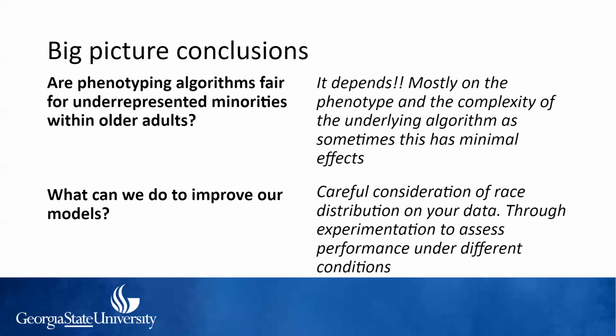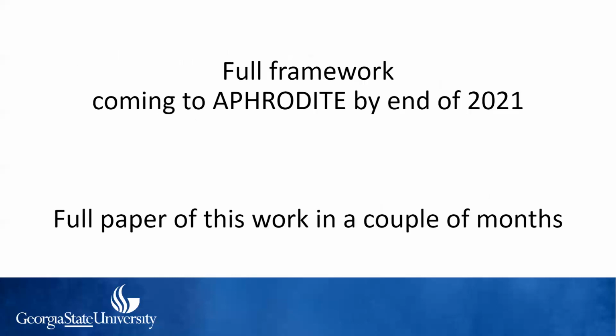What do we do to improve the models? Well, you have to carefully consider the race distributions. You need to do thorough experimentation to assess if you have one of those phenotypes where this is going to go bad or good. Luckily, there's a full framework to do all this in an automated way. It's going to be coming to APHRODITE by the end of the year. And obviously, there are way too many other details and analyses for the very few results that I showed you here. That's going to come in a full paper in a couple of months.